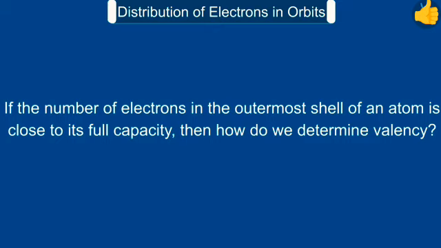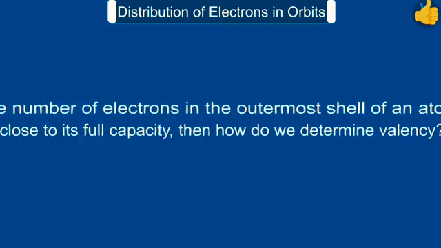But if the number of electrons in the outermost shell of an atom is close to its full capacity, then how do we determine valency? In this case, valency is obtained in another way. Let us try to understand it by an example.